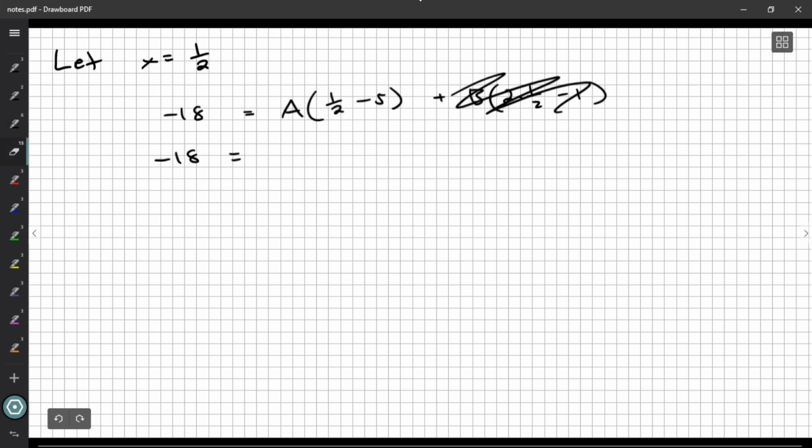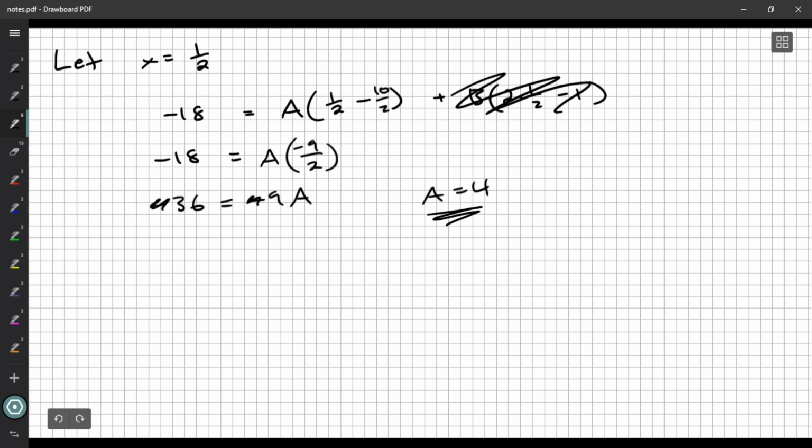Maybe we could rewrite the 5 as 10/2. 1/2 minus 10/2 is negative 9/2. Multiply both sides by 2. Negative 36 is negative 9A. Get rid of the minus signs on both sides. Divide by 9. We see that A is 4.